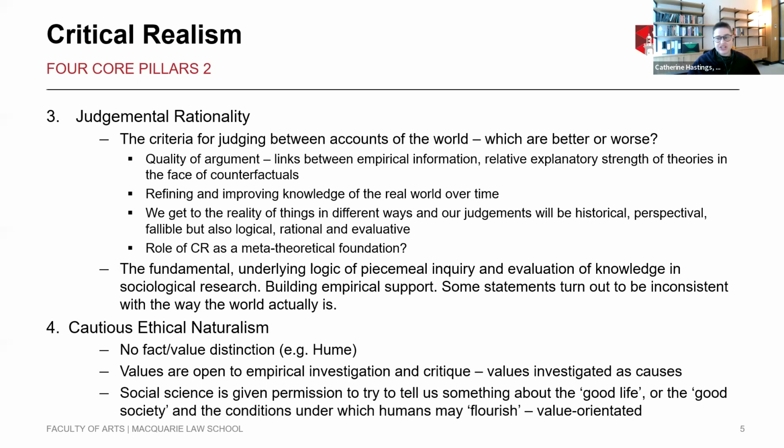The third thing is judgmental rationality, and this is again connected. If we have different theorising of why things are the way they are over time, for example, how do we decide which is a better explanation? I think this speaks to what we do all the time anyway with our own work and when we evaluate other people's work. We're automatically thinking about things like, what is the quality of the argument? How well does the argument link to the empirical information that's been presented? We think about how strong the theories are, relatively, in explaining what we see. How well do they explain away or deal with counterfactuals?